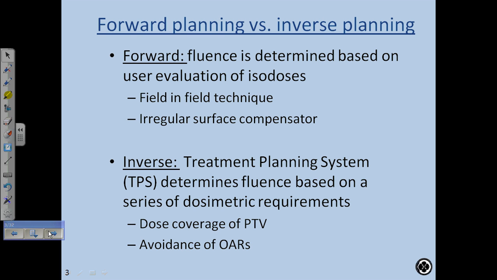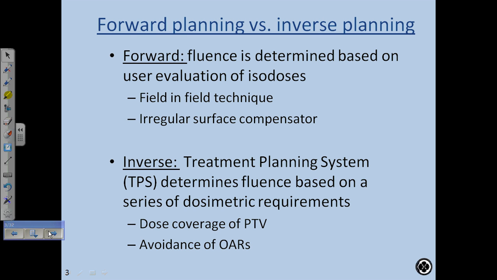Even field and field is a forward planning aspect. Forward planning again means that you're being proactive in how you're selecting to deliver the fluence. Field and field, have you done field and field in treatment planning? Yeah. Okay, so you know how that works. You deliver an open field, you evaluate the hotspots, and then you proactively block the hotspots. You shape your MLC to block the hotspot. Evaluate again, calculate the new hotspot, bring in the MLCs. So you're being proactive about it. You're using whatever you've learned and your knowledge to create a plan. Okay, so you can see how that's forward planning.